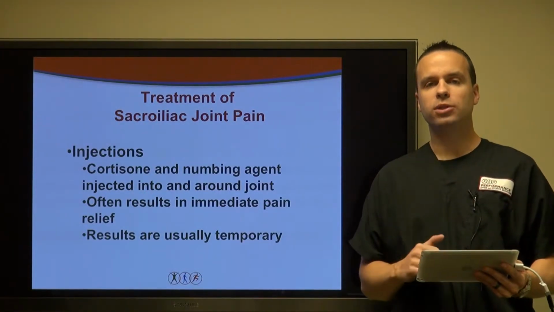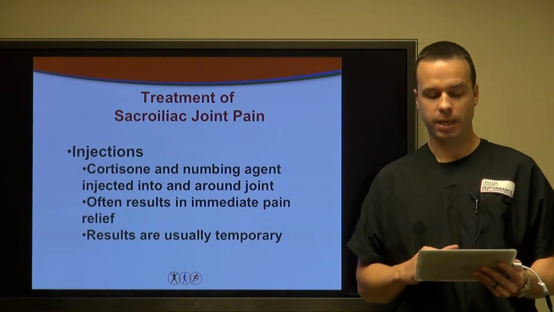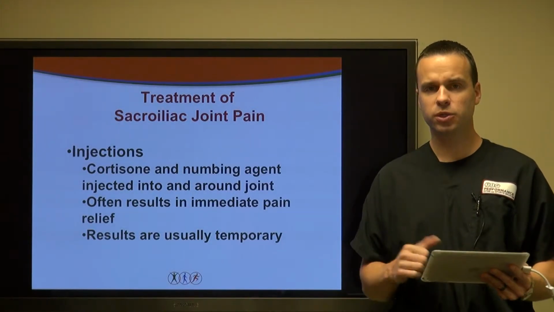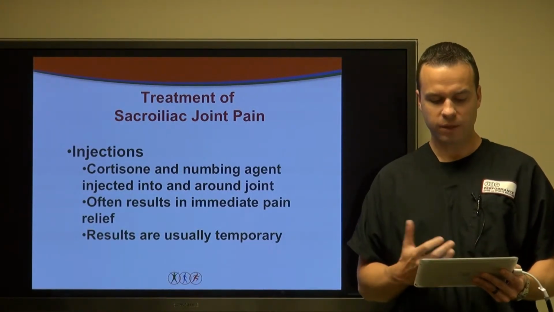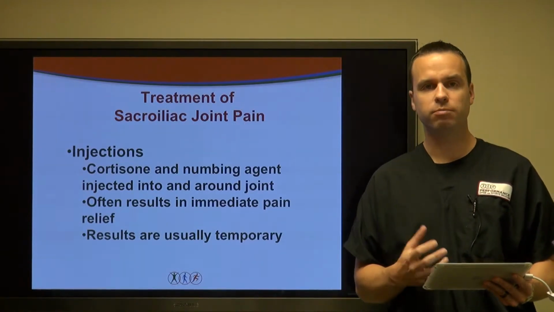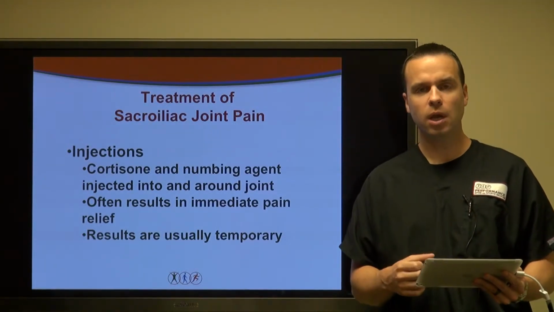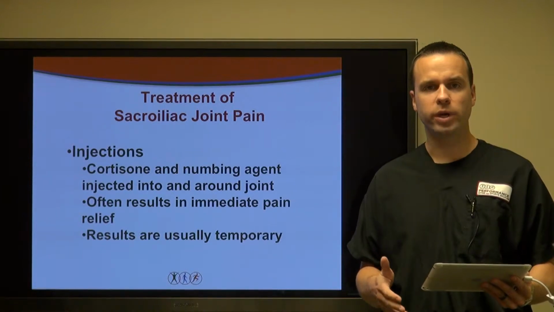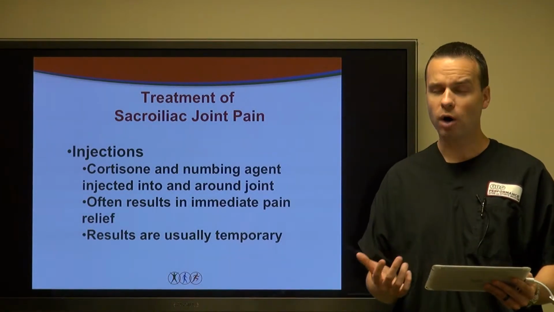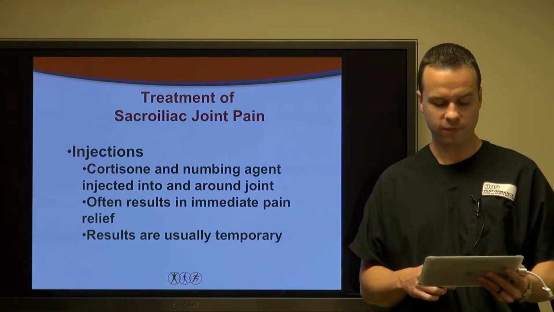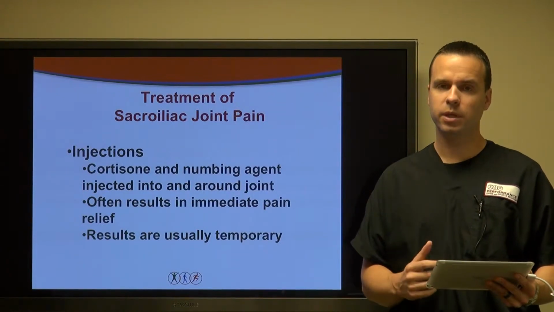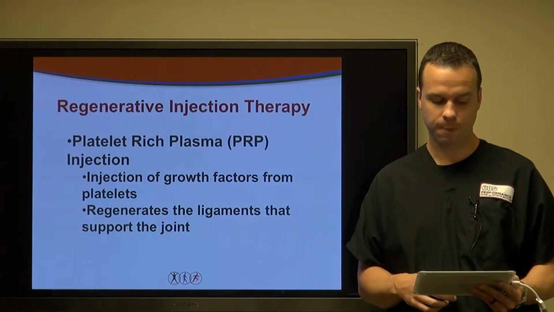Let's segue now into the treatment of sacroiliac joint pain. Number one, we do cortisone injections into the joint. This is a steroid preparation mixed with numbing medication that's injected into and around the joint to treat this pain. Often results in immediate pain relief, and the results typically are temporary.